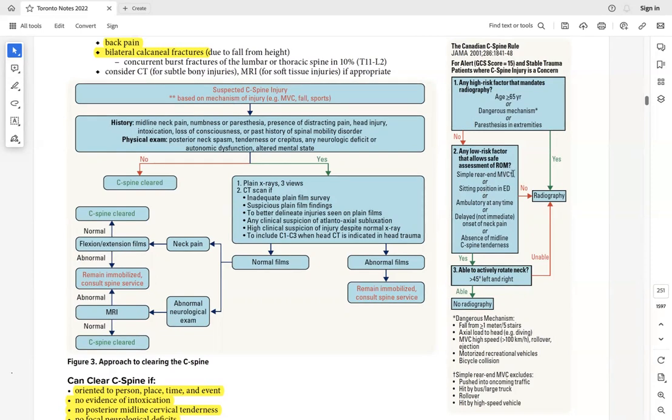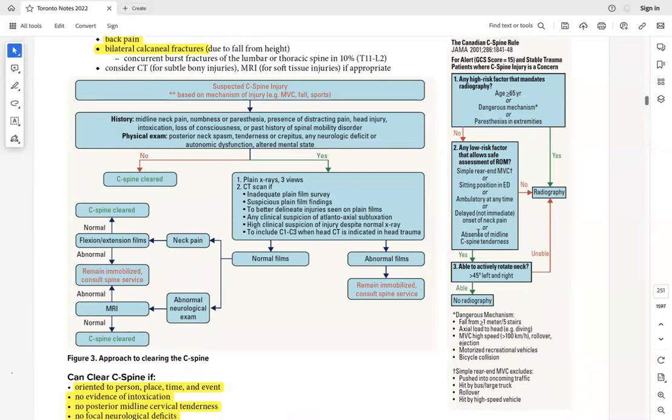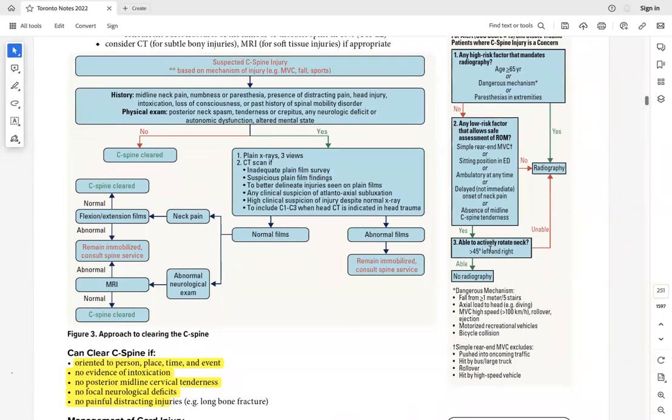If there was no motor vehicle collision from the back, he was sitting at some time, he was moving, all of this was there, then we do not have to do the radiography. If he was not able to move, he was not able to sit, there was a motor vehicle collision from the back, there is pain in the neck, then we have to see whether he is able to rotate his neck or not. If he is able to rotate his neck, then no radiography. If he's unable, then we will do radiography.